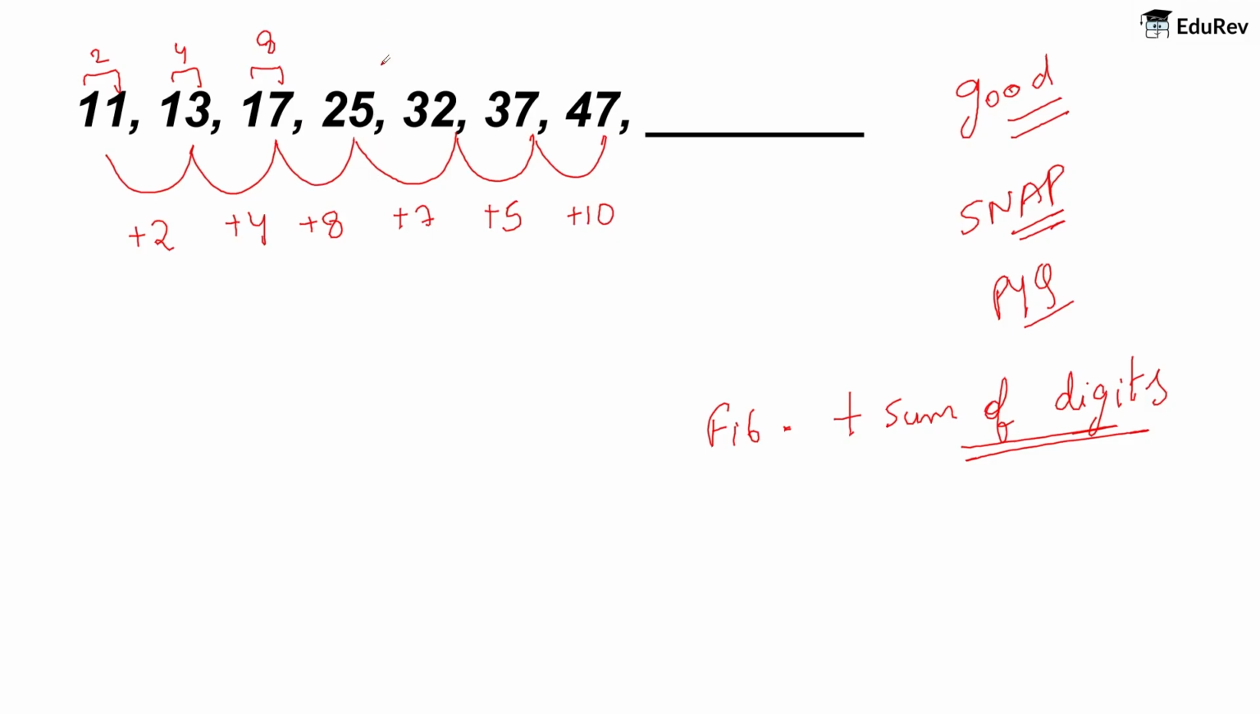Similarly, 17, 1 plus 7 is 8. So next number is plus 8. 2 plus 5 is 7. So next number is plus 7. 3 plus 2 is 5. So next number is again plus 5. Similarly, 3 plus 7 is 10. So next number is plus 10. So what should be the next number is very clear. 4 plus 7 is 11. So next number should be plus 11. When you add 11, you get 58. So the next number in the series is 58.